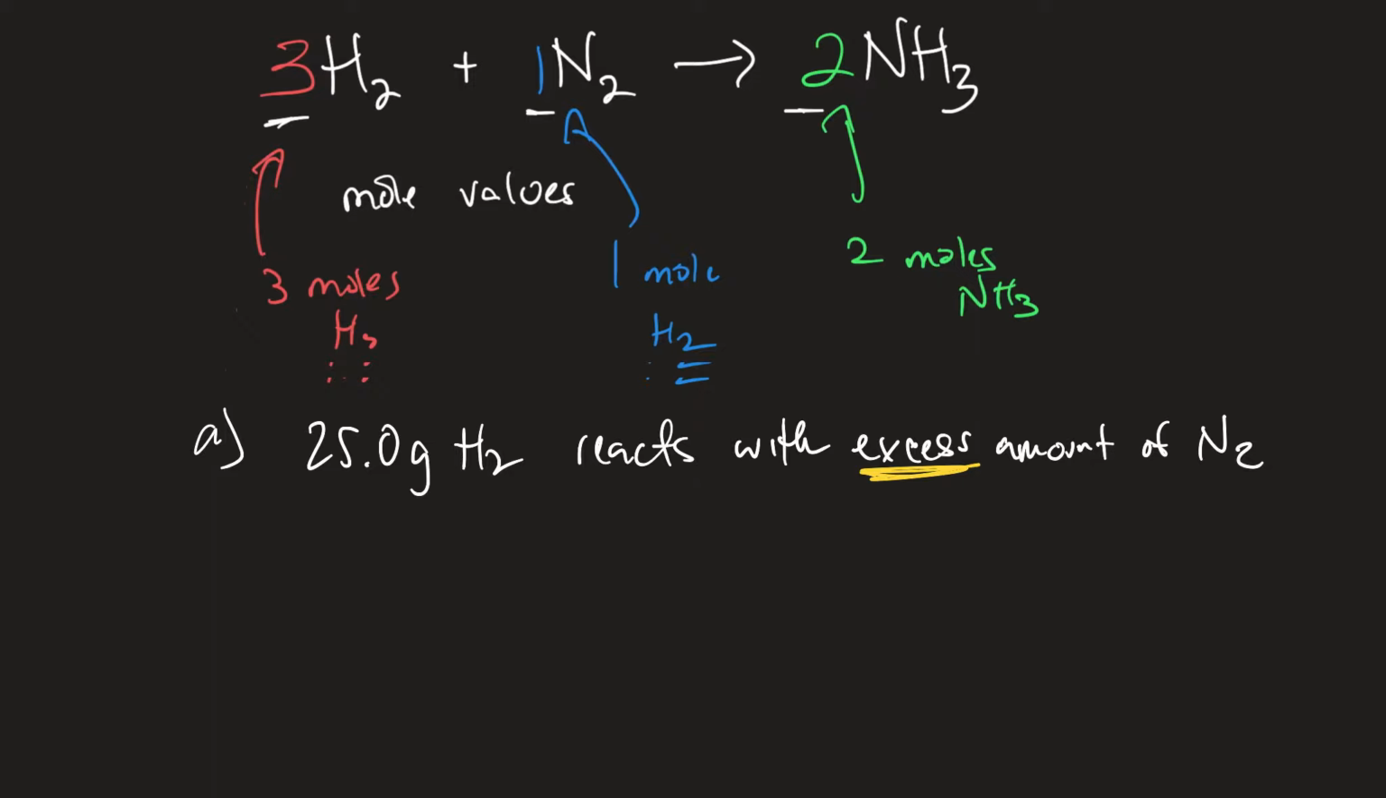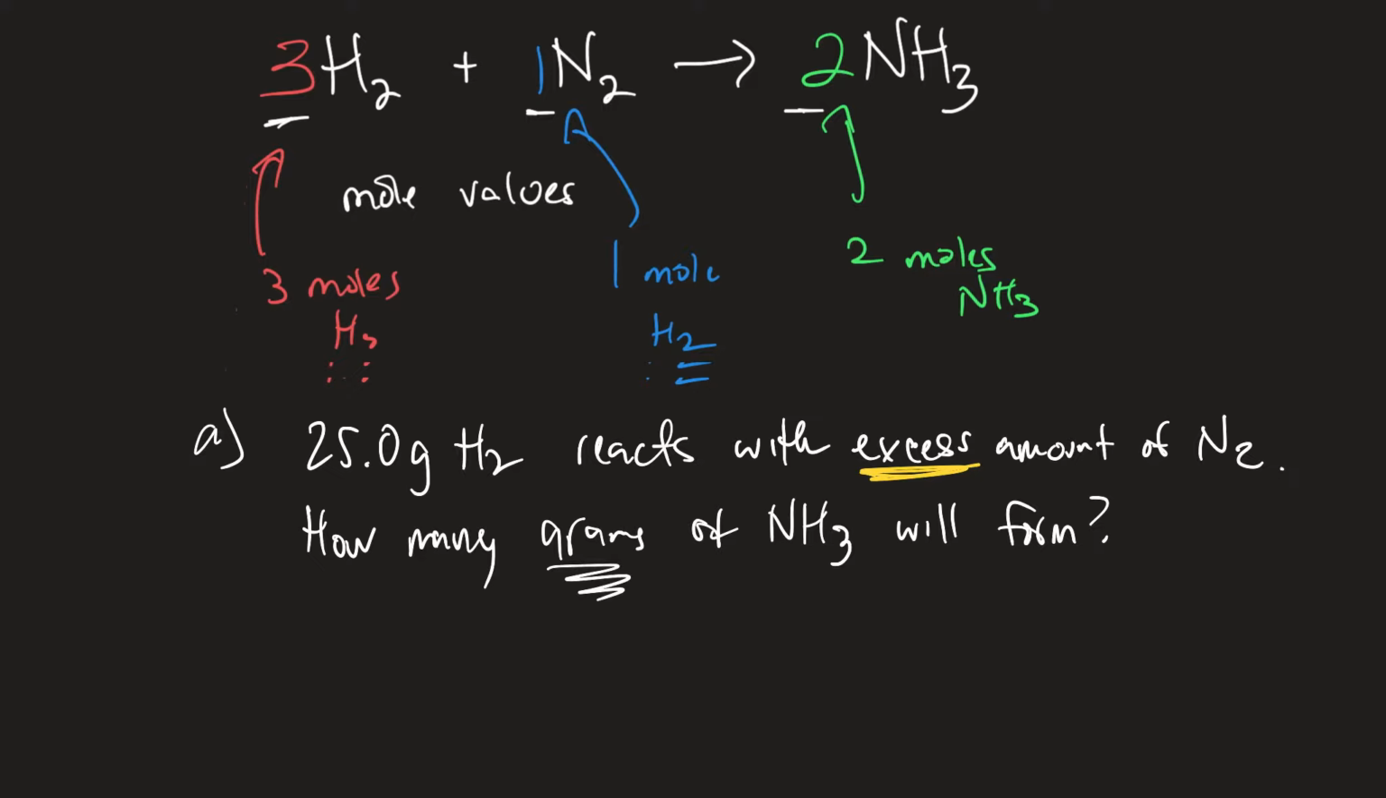All that simply means that you don't have to worry about how much nitrogen there is, or the mass of nitrogen. All we know is we have enough of it. So you have 25 grams of H2 reacting with an excess amount of N2, and what we want to know is how many grams of NH3, or ammonia, will form.